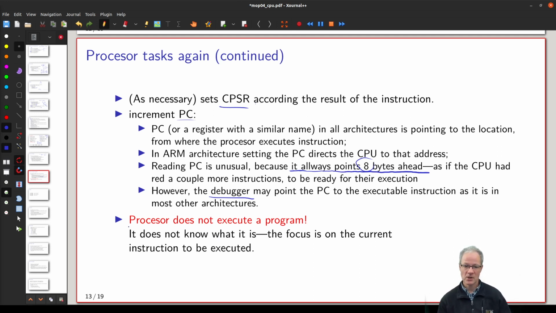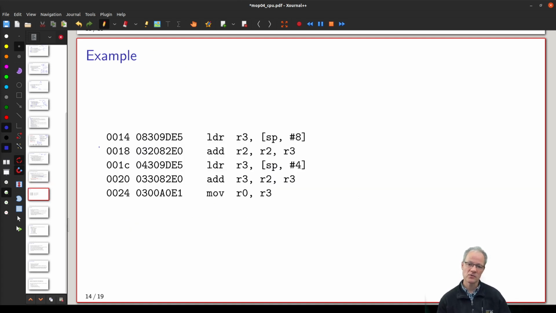Okay, so the processor does not execute the program, of course. It does not know about the program, it just knows about the instruction that it executes. There are some tricks, though. The processors may do branch prediction, for example, or some other tricks to optimize the performance, trying to guess what's going to come next based on the previous history. But we're going to talk about it when we talk about the optimizations of the code, right?